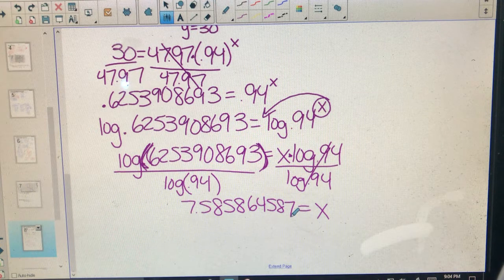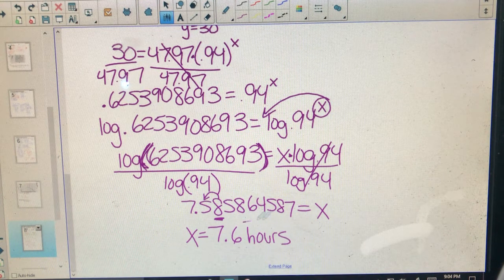So I look at the second place after the decimal point because tenth means one place after the decimal point. That 8 bumps the 5 up, so x is equal to 7.6, and that's going to be hours, meaning that it takes 7.6 hours for the depth to reach exactly 30 feet.